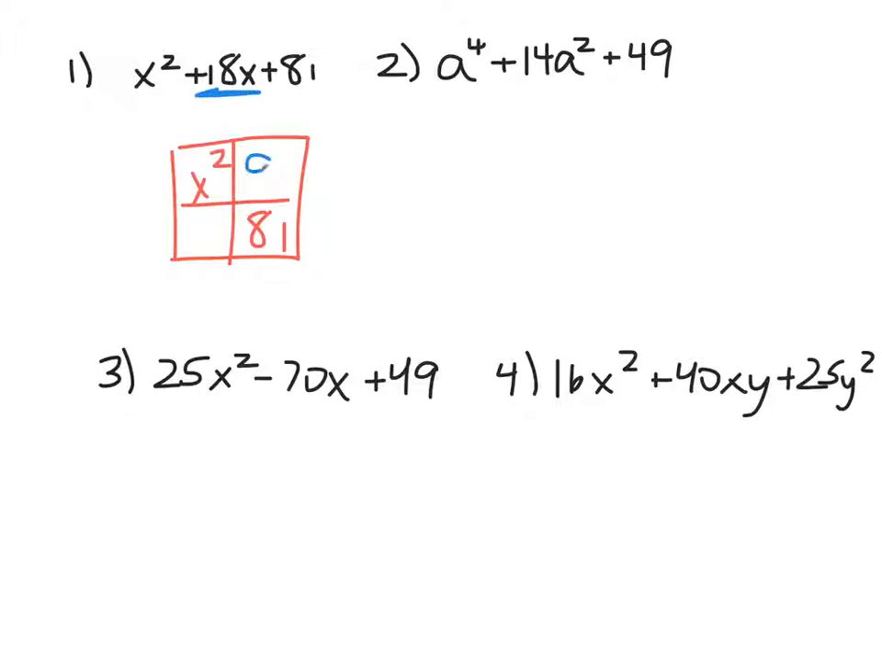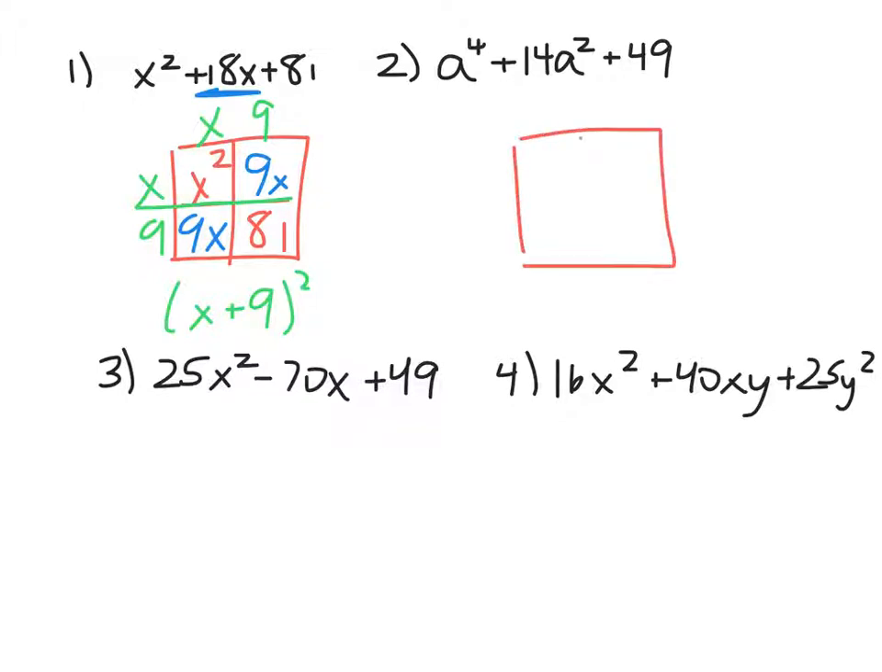Let's try splitting in half. 9x, 9x. Factor it out. X, 9, 9. So x plus 9 quantity squared. You may think this seems kind of silly right now, but we're going to get into something called completing the square, and that becomes really important as we go through the course. So this does actually end up mattering.